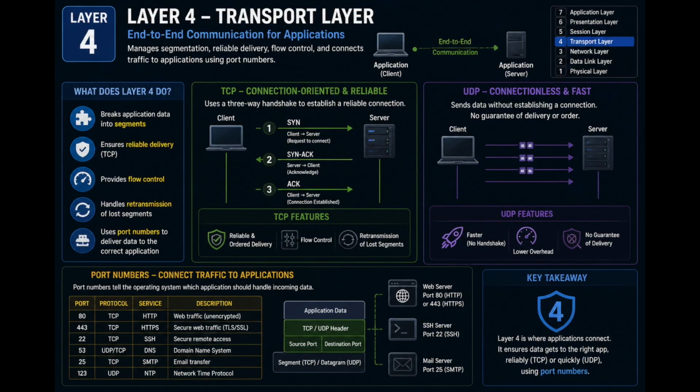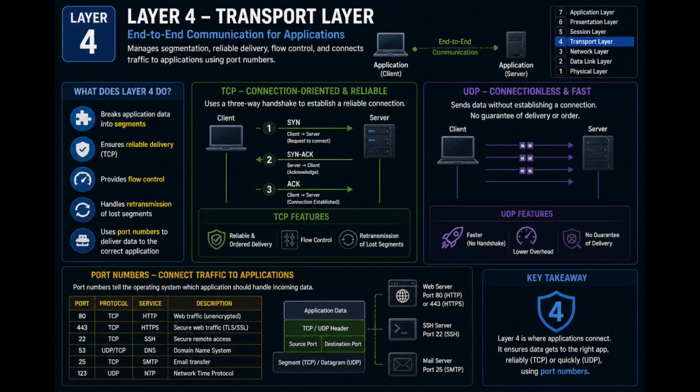Now, let's move another layer up the OSI stack. Layer 4 is the transport layer, and this is where the internet really comes to life from an application perspective. The transport layer is responsible for end-to-end communication between applications, managing how data is broken into segments, how those segments are reliably delivered, and how ports connect specific traffic to specific applications.